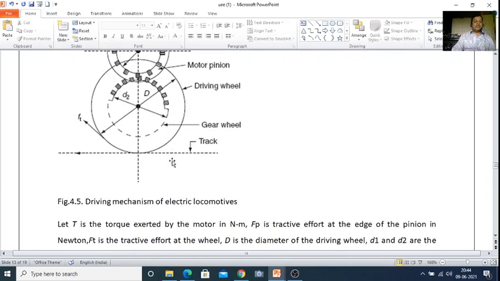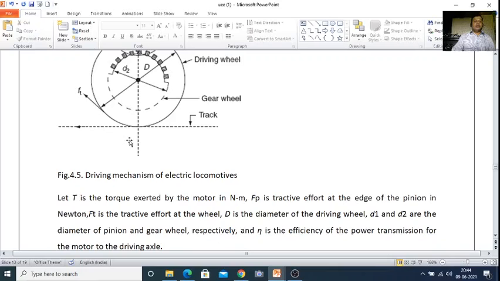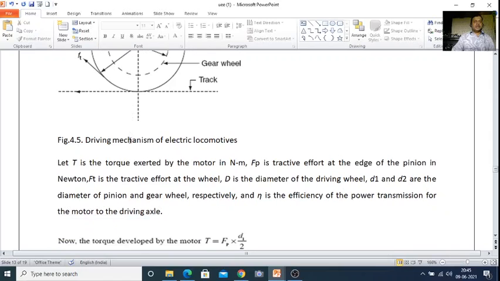So the driving mechanism of electric locomotives is shown above, and here the torque is also one of the points to be discussed. T is the torque exerted by the motor in Newton meters, and Fp is the tractive effort at the edge of the pinion in Newton, and Ft is the tractive effort at the wheel, and D is the diameter of the driving wheel. D1 and D2 are the diameters of the pinion and gear wheel respectively, and eta is the efficiency of power transmission from the motor to the driving axle.